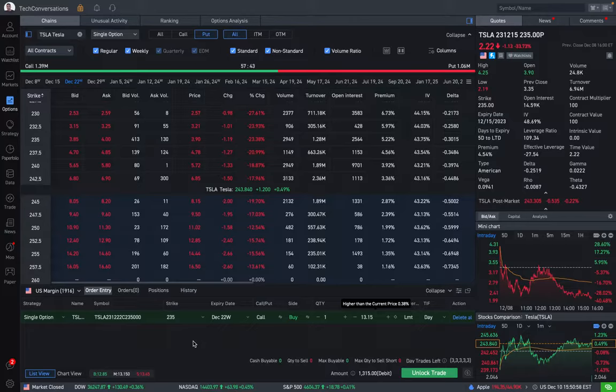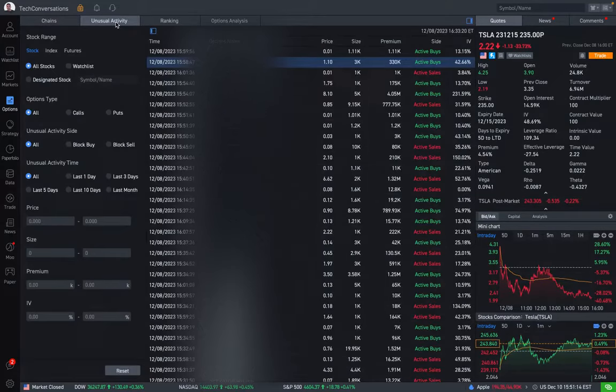And so we can discover the power of insights with Moomoo's unusual options activity tracker. If we go up here, there's another tab right next to the option chain that's called unusual activity. If we click here, we can spot potential trends as they unfold and identify the hidden signals in the market and stay on top of the market.